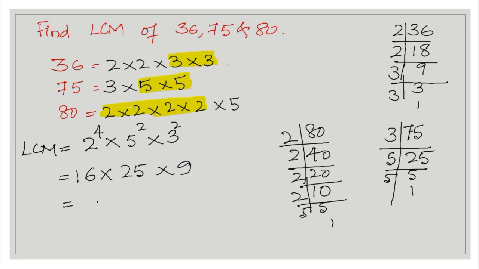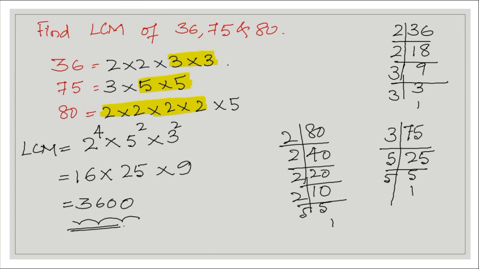Upon multiplication, we will be getting 3600. So the least common multiple is 3600 in the prime factorization method. Let me simplify this prime factorization method in another way.